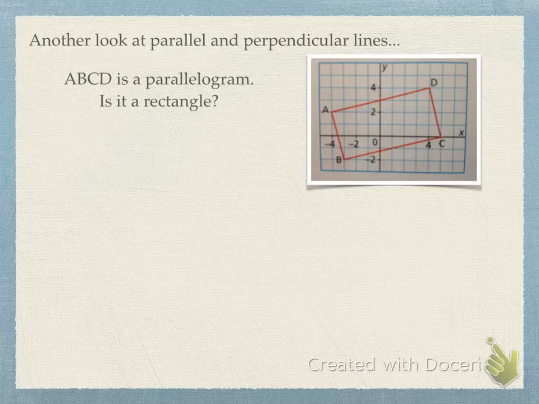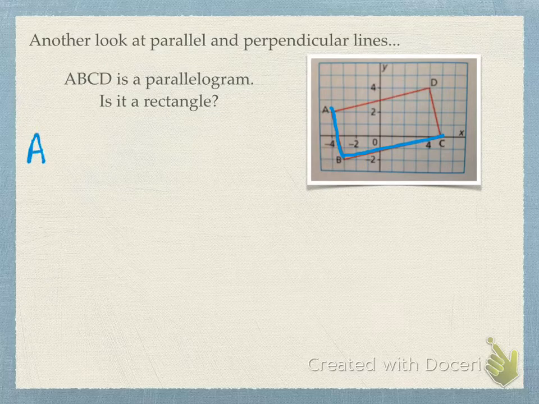So I'm going to suggest that we look at line AB and line BC. And if we can prove that they meet at a 90-degree angle, then we have shown that this corner does indeed belong to the rectangle.